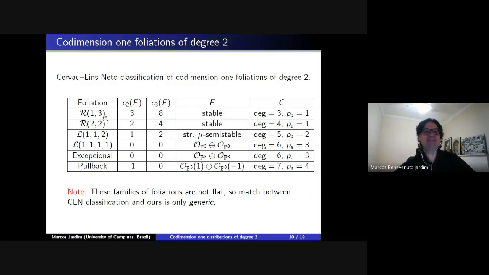And what I mean by this is that, you know, there are some degenerate rational foliations for which the tangent sheaf is actually split as a sum of line bundles. And so there's not an exact match between the two classifications. That's just this sort of generic match.